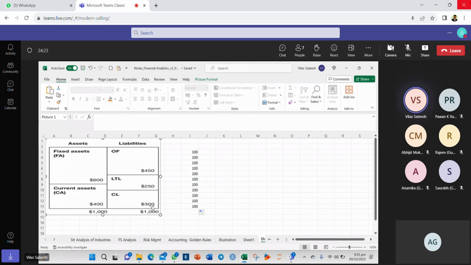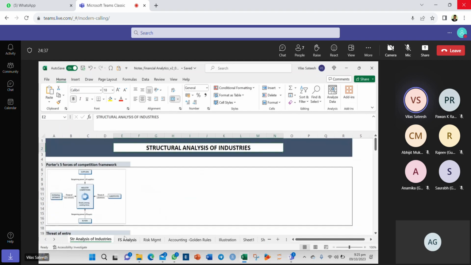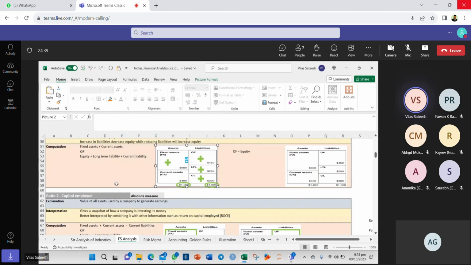I mean, there are a lot of accounting entries that happen in the background, but I don't want to get into those. It will complicate things for you, which is not needed for you. But always understand, because the basis of this equation is what this ratio is saying.